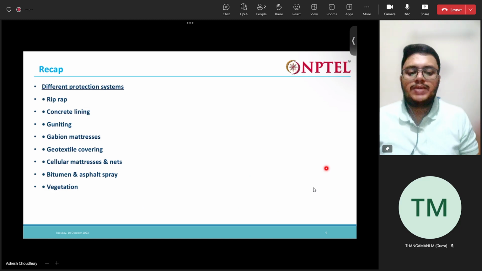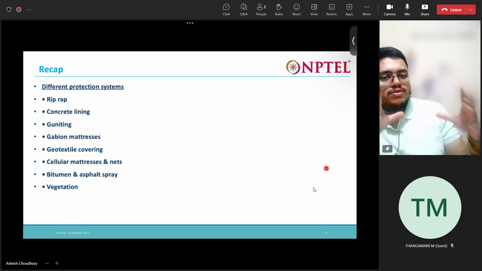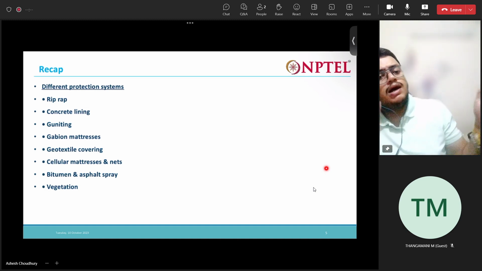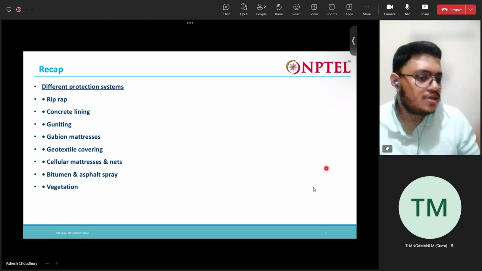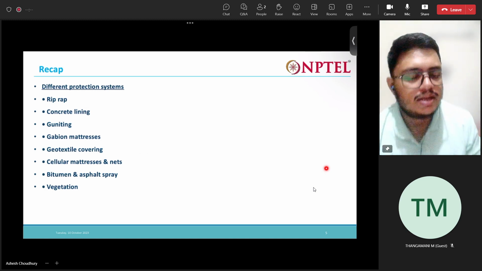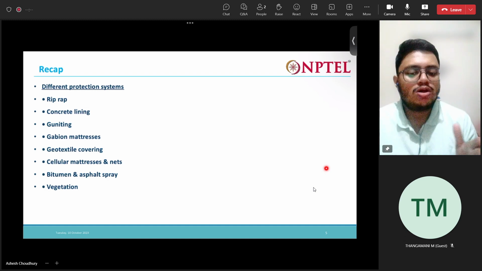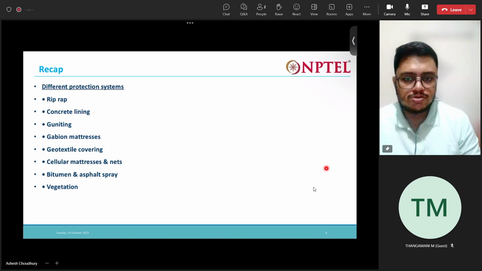So riprap is nothing but, we put some graded boulders of different sizes on the river bank or shoreline, so that whenever water hits it, it helps in dissipation of the energy of that water, and it protects the soil from flowing with the water. So this is riprap, and we'll see the images.